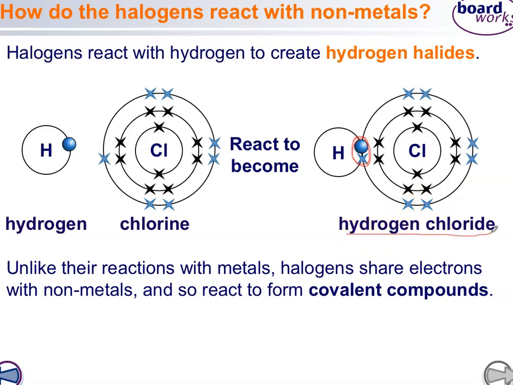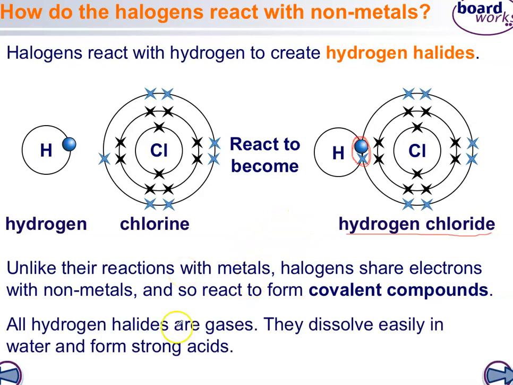Now, a property of the hydrogen halides is that they dissolve easily in water and form strong acids. So hydrogen chloride can easily dissolve in water to form hydrochloric acid, which is a strong acid. So there is a covalent bond between hydrogen and the halogen to form hydrogen halide, and they are able to dissolve in water to form strong acids.